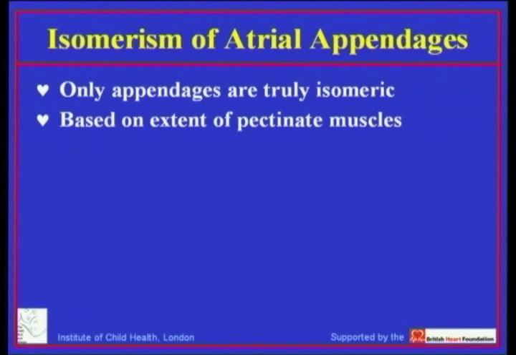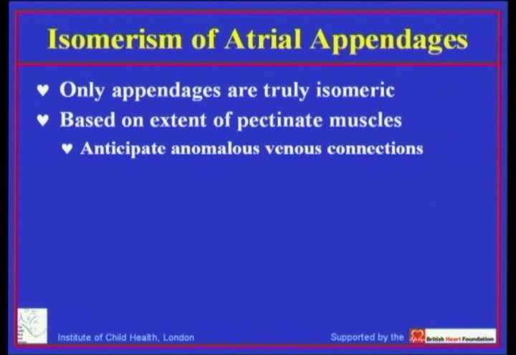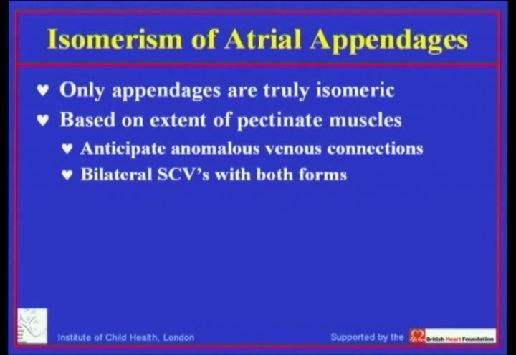So we need to be careful when we talk about isomerism only to specify isomerism of the atrial appendages. And it's equally important to emphasize that we base this distinction not on the shape of the appendages, but on the extent of the pectinate muscles. Whenever we see isomerism of the atrial appendages, however, we anticipate all the anomalous venous connections that we've just been discussing.